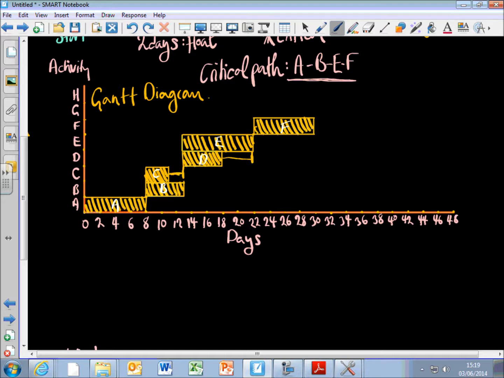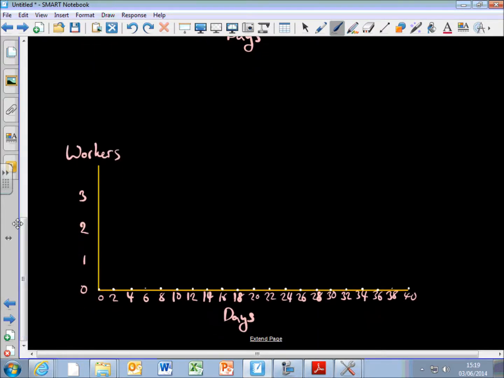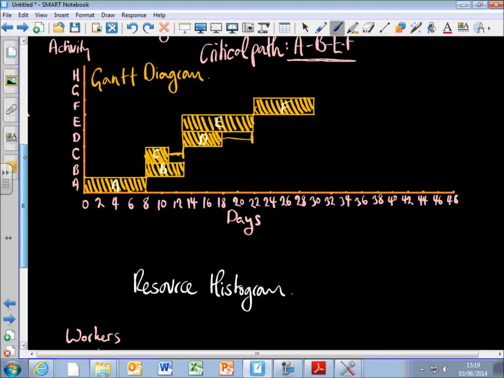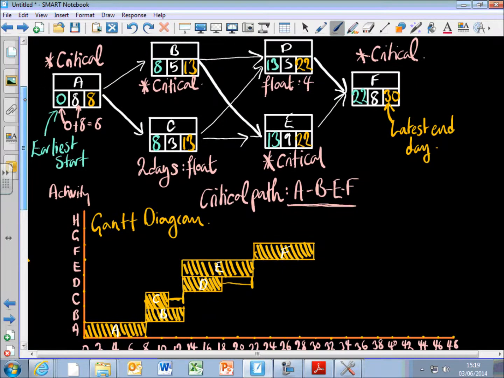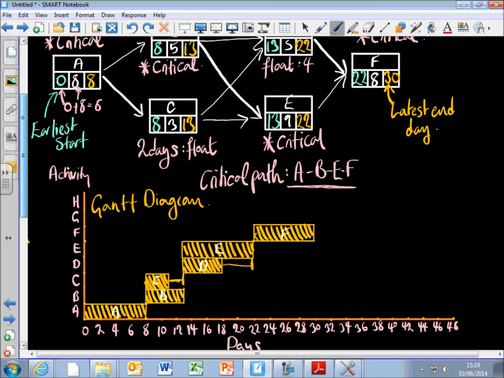Okay, finally, we're going to do another chart that is going to help us visualize what resources we need to get these jobs done. And this is going to be called a resource histogram. Okay, and on this chart, I've got the number of workers I employ on the left and the number of days it takes on the right. And I'm going to assume from all the stuff I've done so far that, for example, activity A takes 8 days if one person is working on the job.